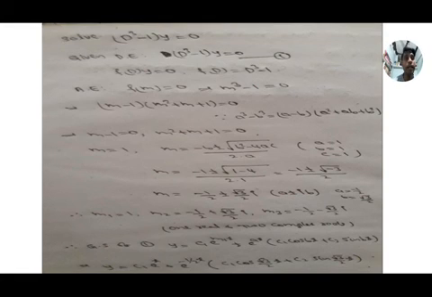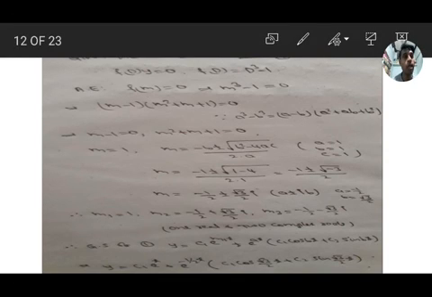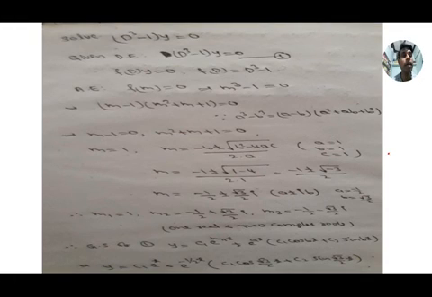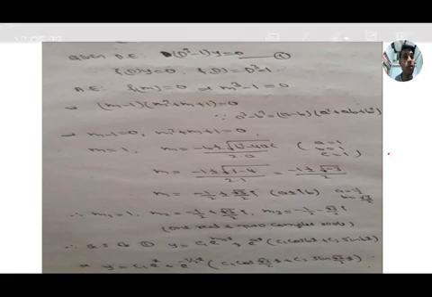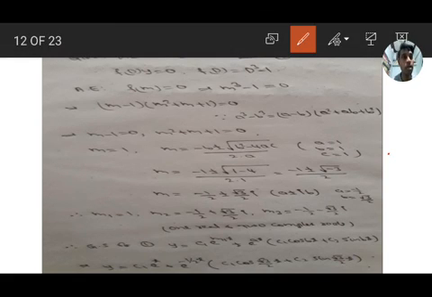Solve d cube minus 1 of y equal to 0. So here the given differential equation is d cube minus 1 of y equal to 0. Compare with f of d of y equal to 0. We get f of d equal to d cube minus 1. So the auxiliary equation f of m equal to 0, that is m cube minus 1. 1 means it is 1 cube.